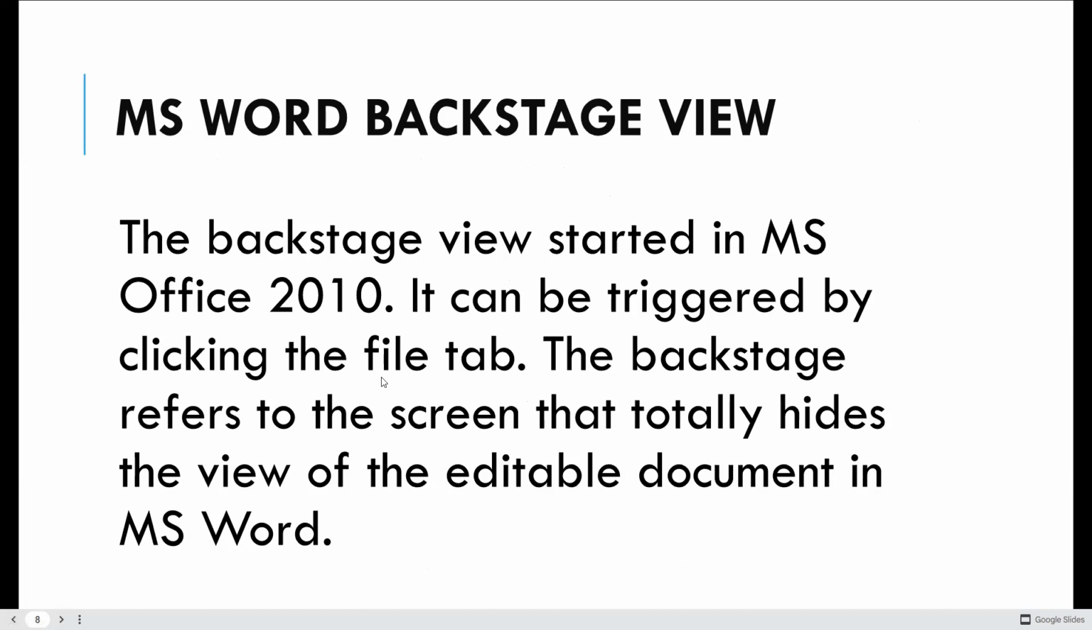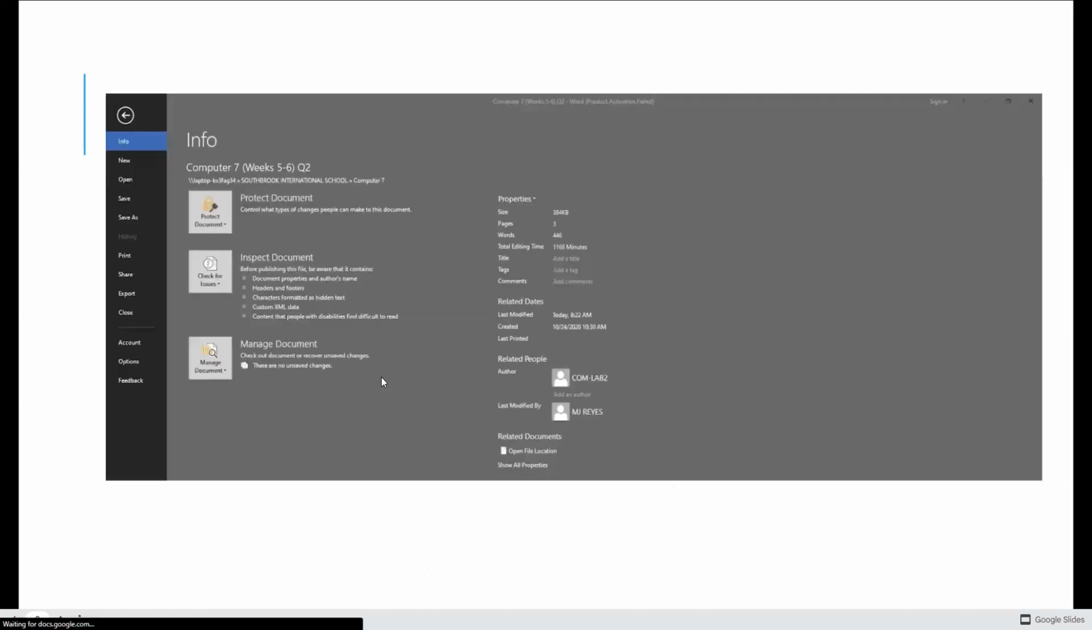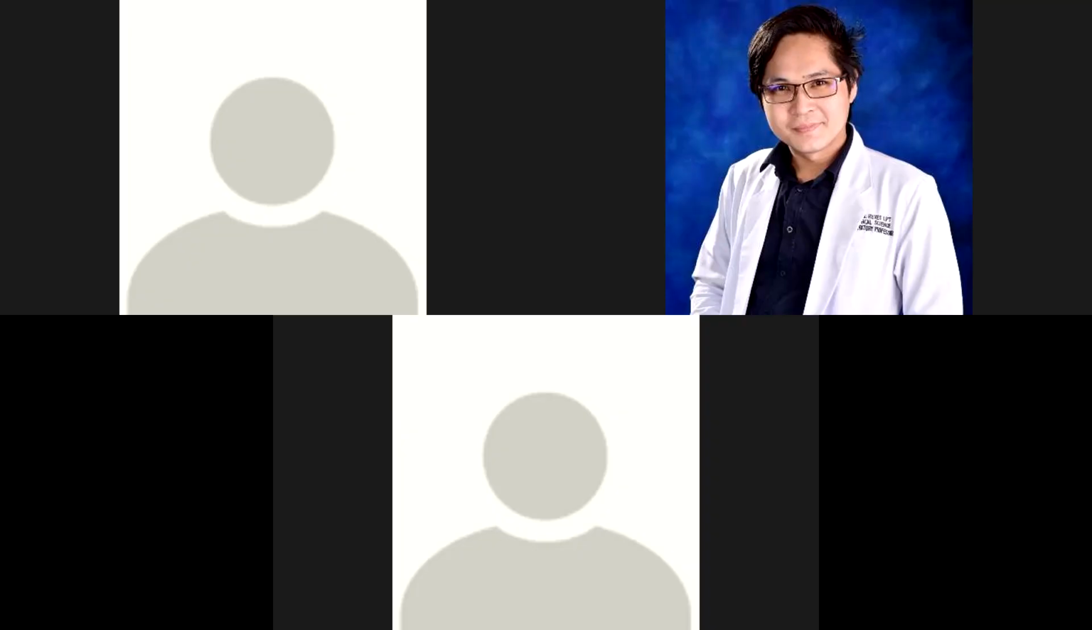MS Word Backstage View. The backstage started in MS Office 2010, way back in 2010. It can be triggered by clicking the File tab. The backstage view is the screen that totally hides the view of the editable document in MS Word. So this is your backstage view. As you can see, where can you access that one? Okay, let's open the actual MS Word.